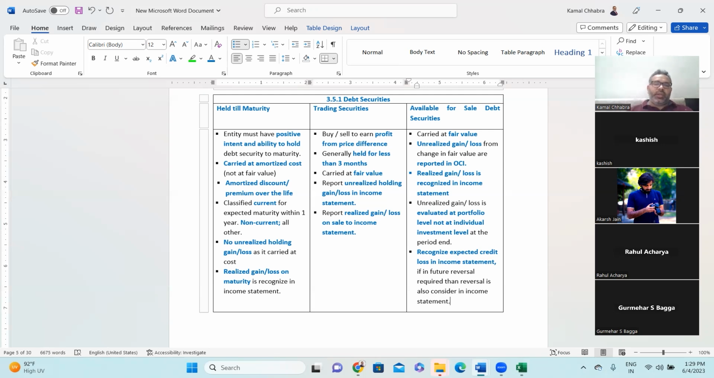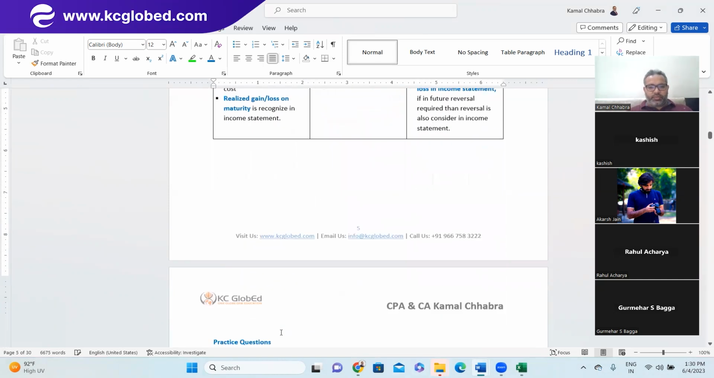Second is trading security. The thumb rule is that it is always valued at fair value. Any change in fair value will be considered in the income statement, whether it is unrealized or realized. So trading security is always at fair value, and held till maturity is always at cost. Available for sale debt security is always carried at fair value, but here there are two things: unrealized gain and loss will go to OCI, and realized gain and loss will go to the income statement. Make sense? Yes, sir.